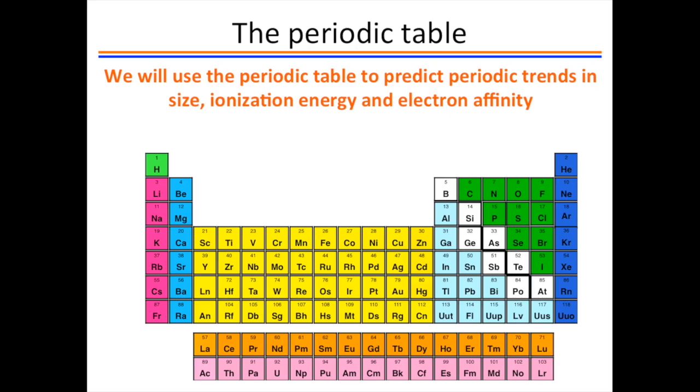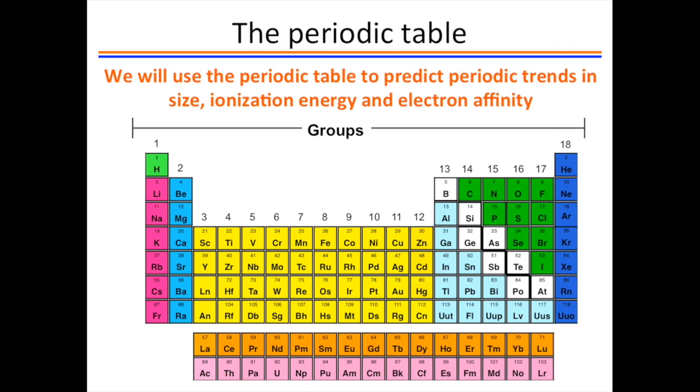at the trends. Recall that the table is arranged in groups. These are the columns in the table. There are 18 groups. We also talk about the rows, which are called the periods. There are 7 periods, plus the 2 periods of the F-block elements.